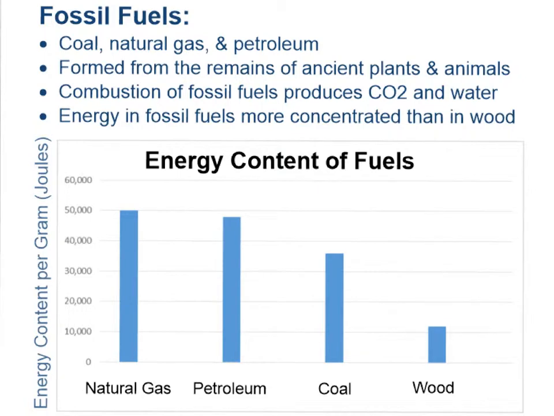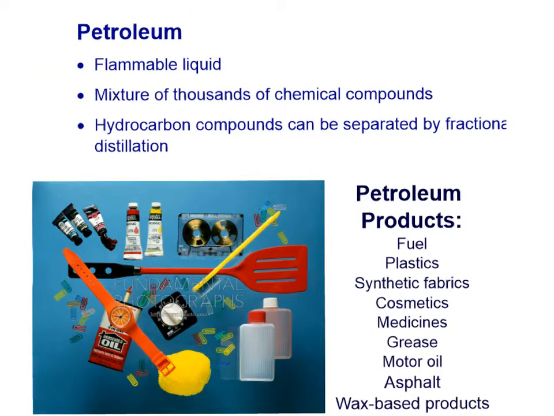That process converts the chemical potential energy that's stored in the bonds between atoms into thermal energy and light. Compared to wood, the energy stored in fossil fuels is much more concentrated, and you can see that on this chart right here. We have natural gas, petroleum, and coal. Compared to wood, the energy content per gram in joules is significantly more in fossil fuels than in wood. So let's take a look at some of these individual types of fossil fuels.